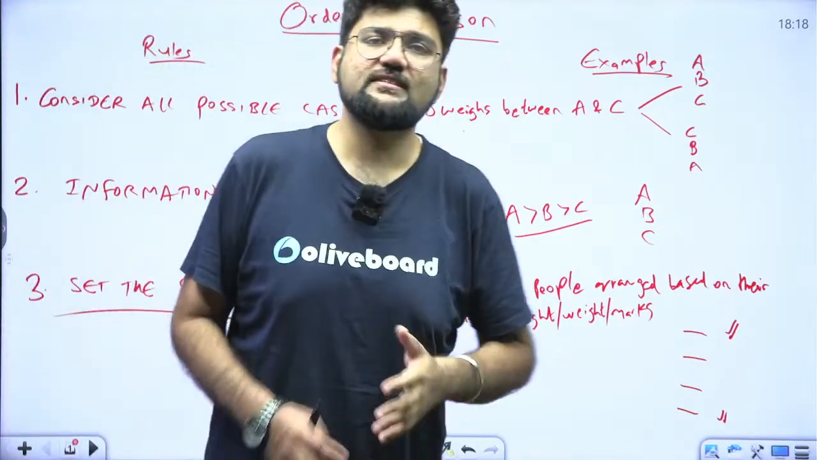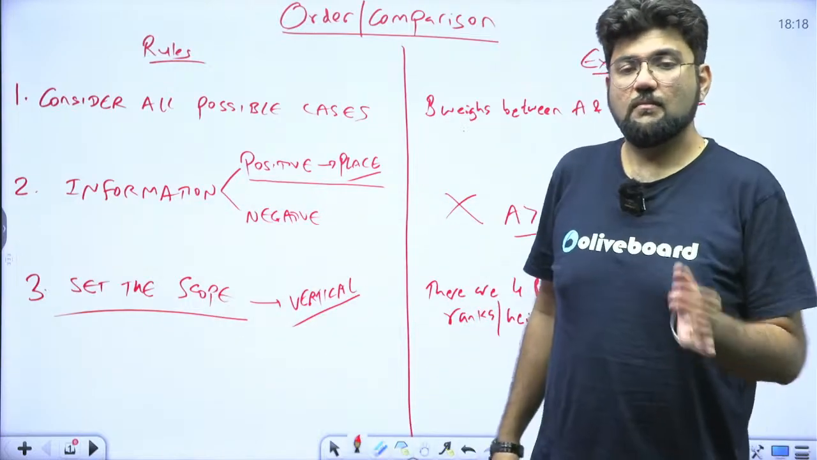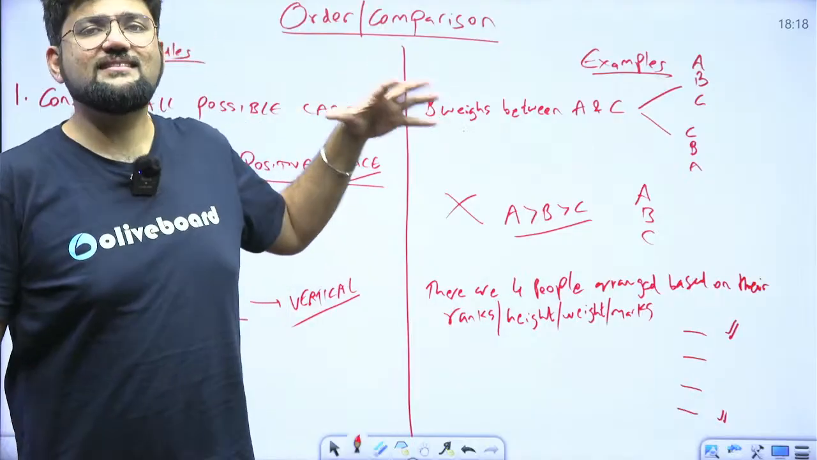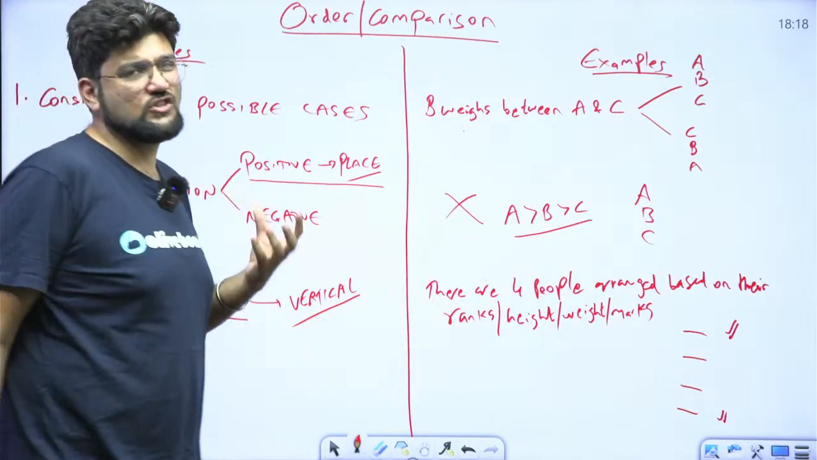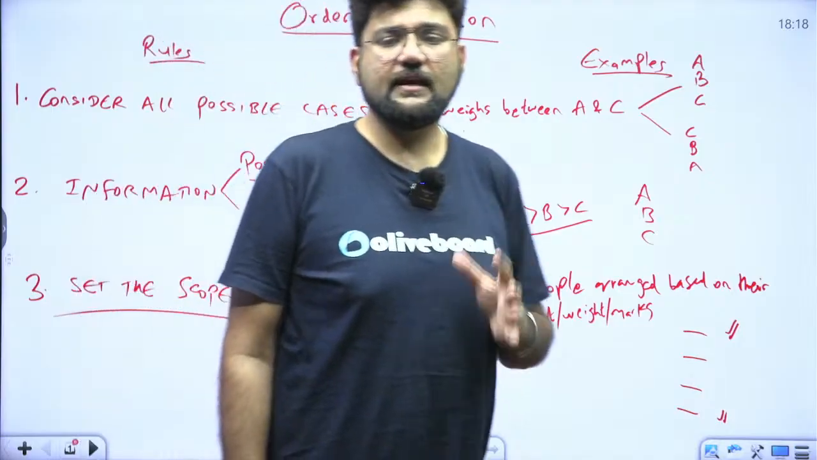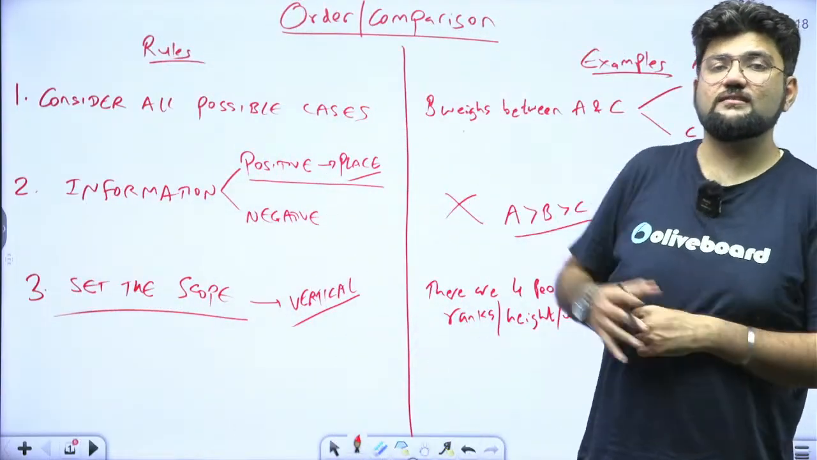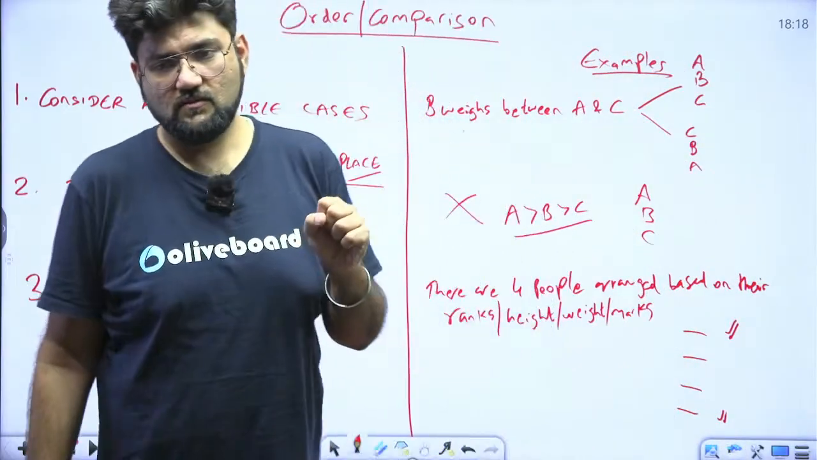If the question itself says that they are standing in a straight row, then you draw a straight row, not a problem. But mostly put them vertically. You'll see how we do that. If you keep these little points in mind, you will be able to solve order or comparison based questions very easily. It will become a cakewalk for you, and you will realize that as compared to puzzles or seating arrangement, this is much easier. So these are free marks.